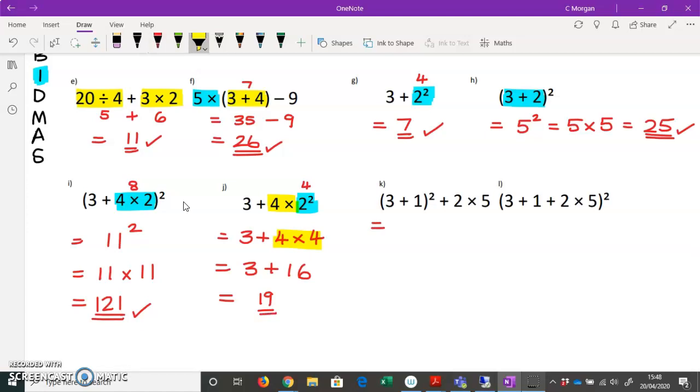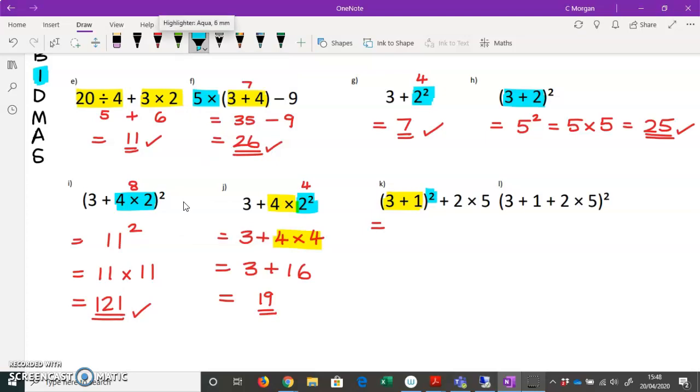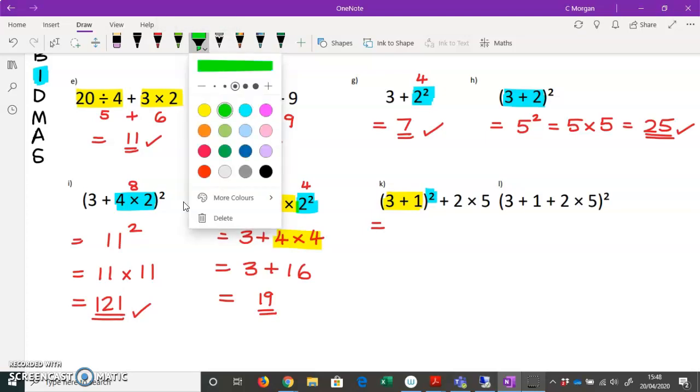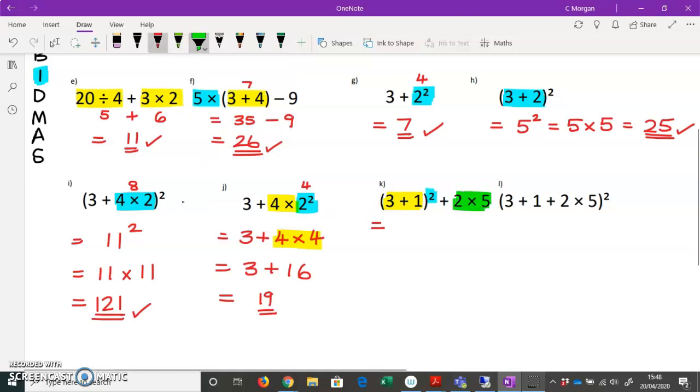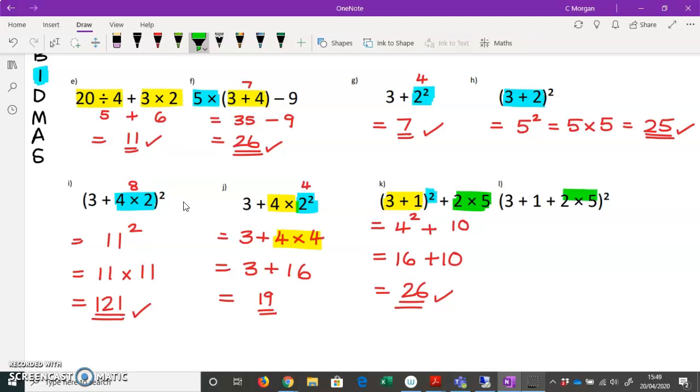Okay. I've got to do my brackets first. I've then got to make sure I do my indices next. Then I need to make sure that I am multiplying before I add. So quite a lot to do there. So I've got 3 add 1 is 4, and I've got to square 4. And 2 multiplied by 5 is 10. So I'm going to work left to right. 4 squared means 4 multiplied by 4, which is 16. Add 10 is 26.